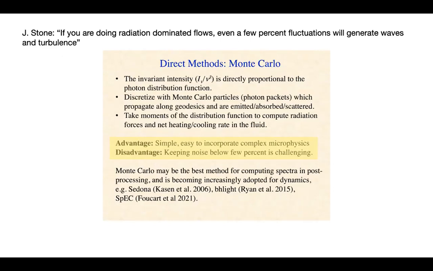But in the case of radiation dominated flows, this becomes a lot more important, because these few percent fluctuations due to the Monte Carlo numerical noise can actually amplify and generate real significant noise in the form of waves or turbulence in the system that are really non-physical and could throw off your entire answer. So that's something that I personally took away as a very important lesson from Jim's talk that we'll have to keep in mind when we try these methods in the future. I personally am more in the Monte Carlo camp.